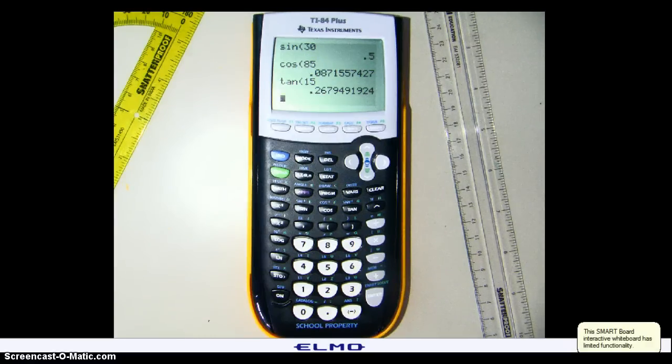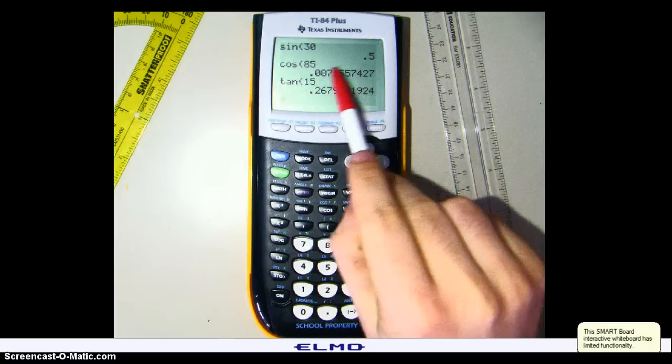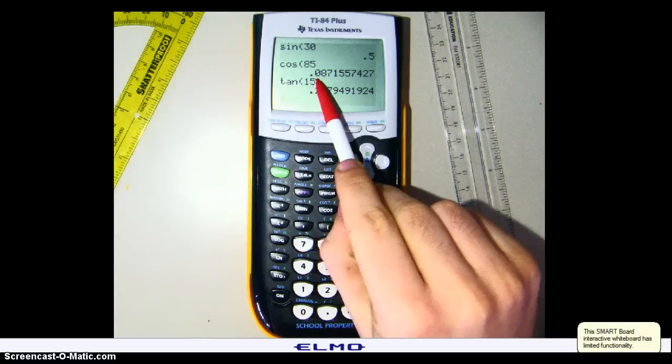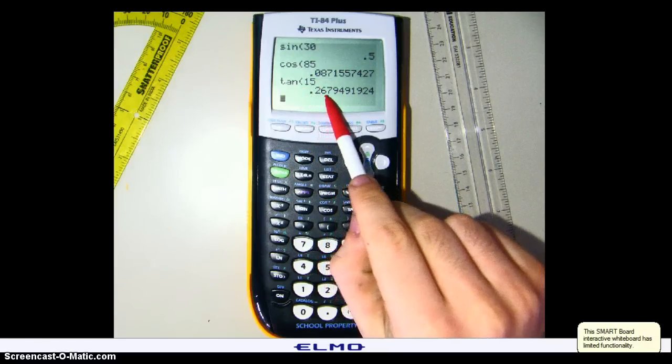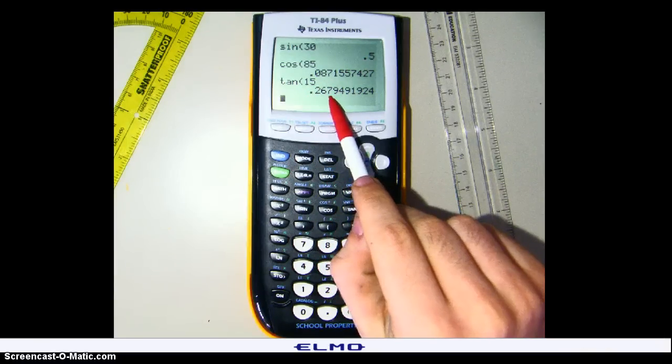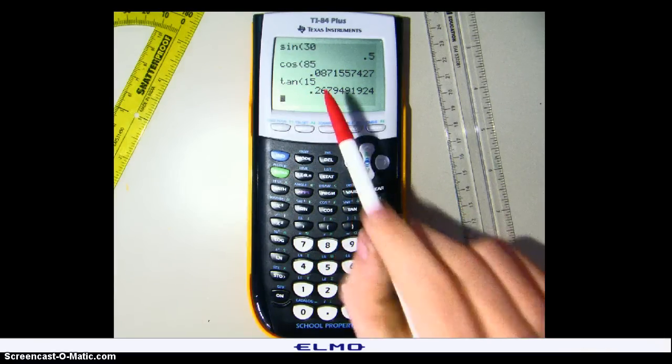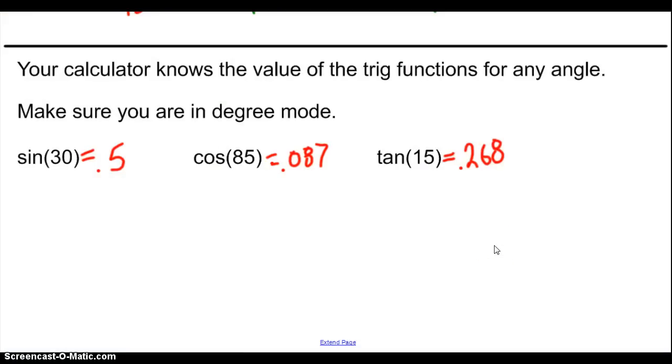Alright, here are the answers. Sine of 30 is 0.5. Cosine of 85 is 0.087. And tangent of 15 is 0.268 if you round to 3 decimal places. And here are those answers on your note sheet.